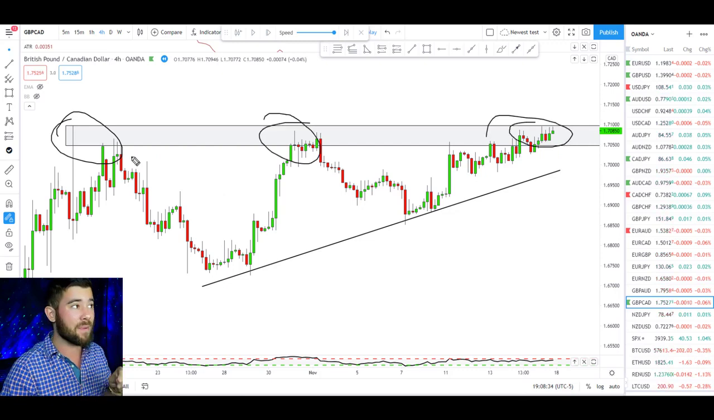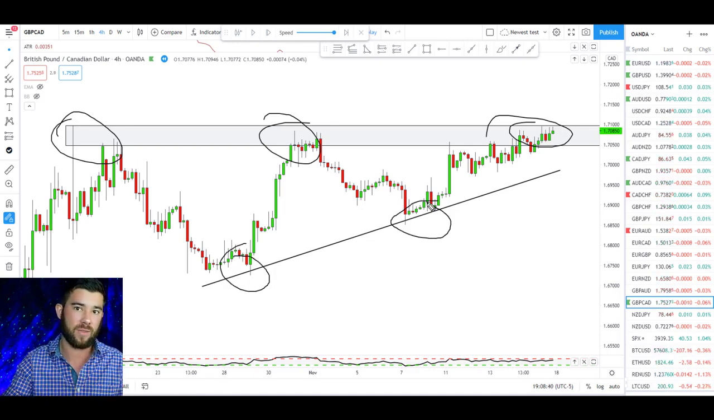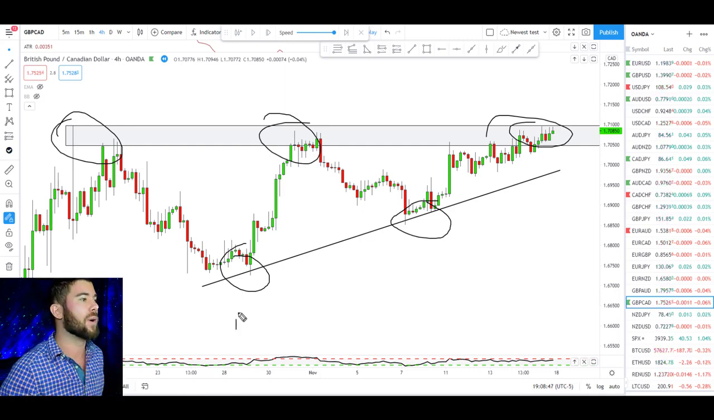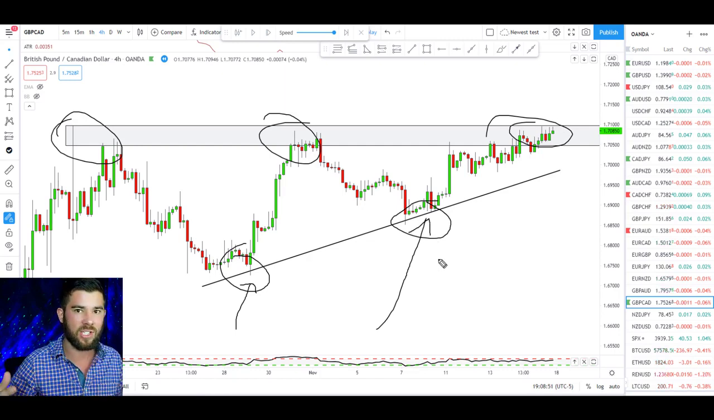But at the same time we're having trouble getting past this level of resistance, we want to see buyers stepping in at higher prices. What this is showing us is that buyers are more and more interested in this currency pair, stock, crypto, whatever it may be. They're more interested in higher prices.